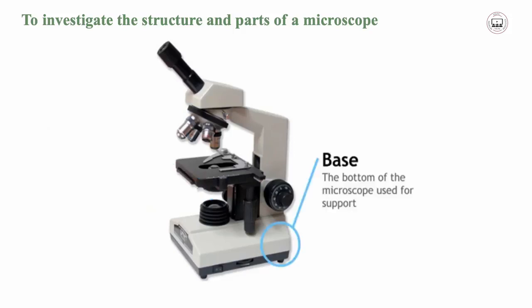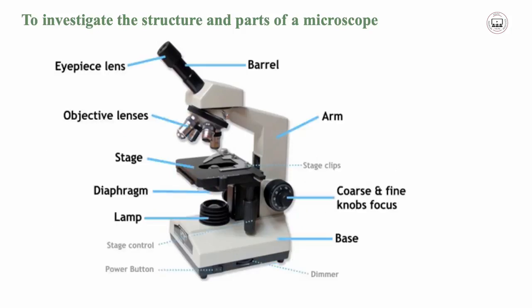The base. This is the bottom of the microscope and is used for support. The base should also be used along with the arm when carrying the microscope. Now, let's review all the parts at once.